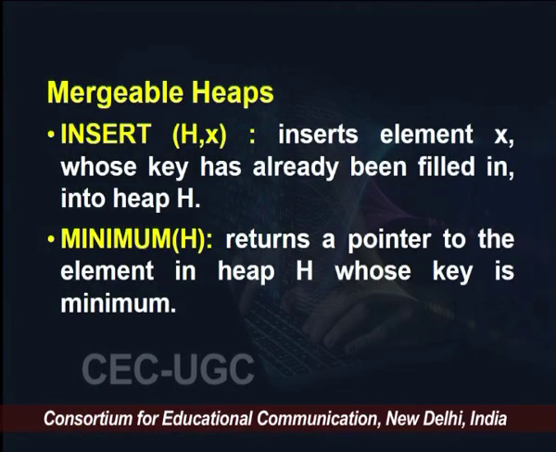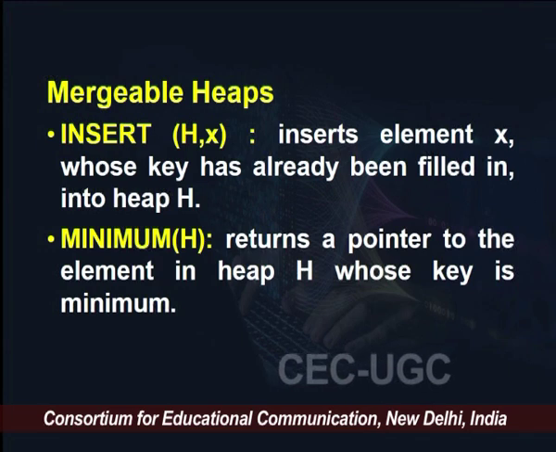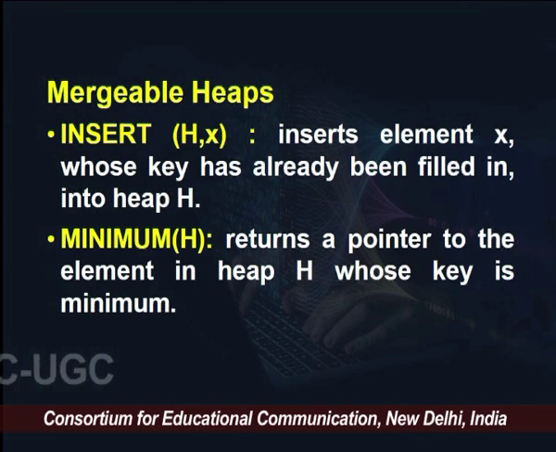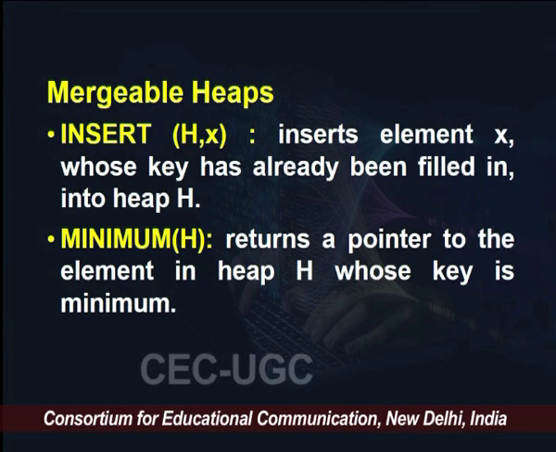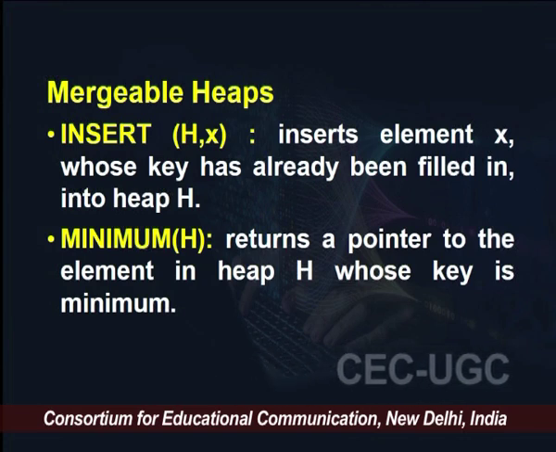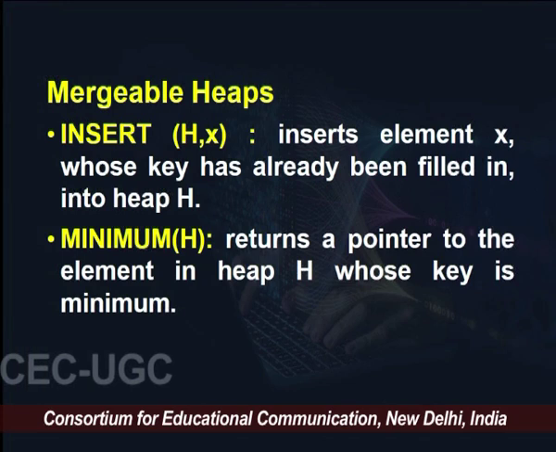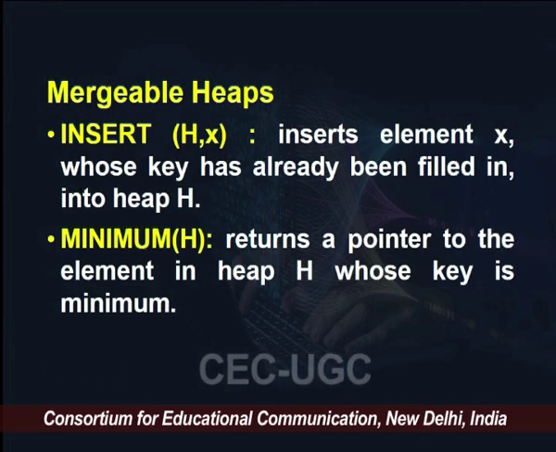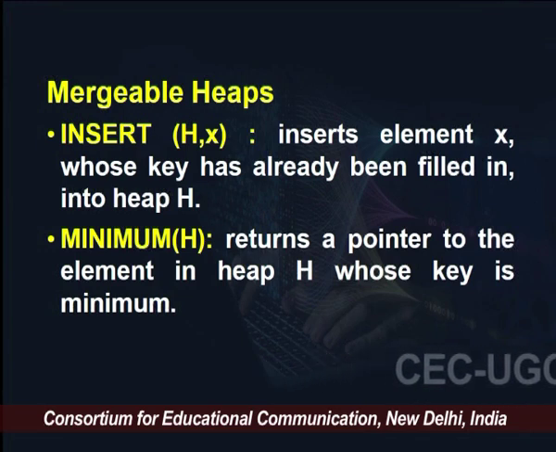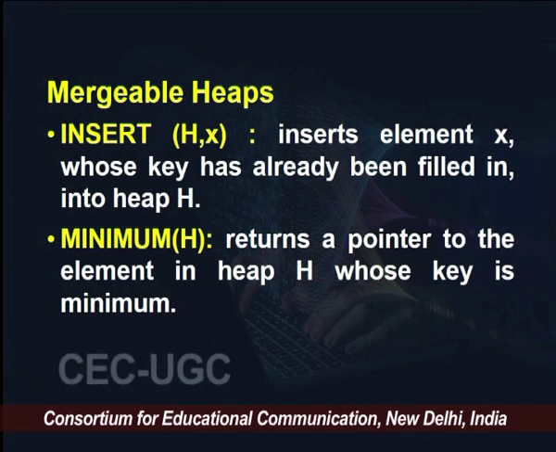Then next, the insertion operation. This insertion operation is going to take 2 parameters. One parameter is a pointer to the heap, which is h, and another one is x. So, x is an element which is to be inserted, and here the assumption is that the key has already been filled into x, and we want to insert that element into heap h. We will be looking into the whole pseudocode and, of course, the analysis of these operations.